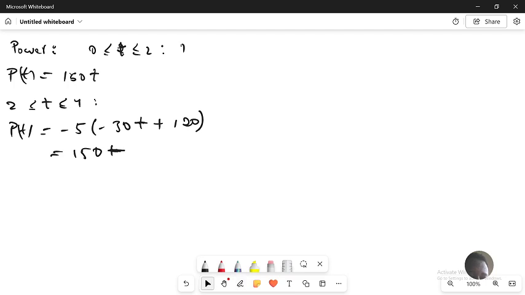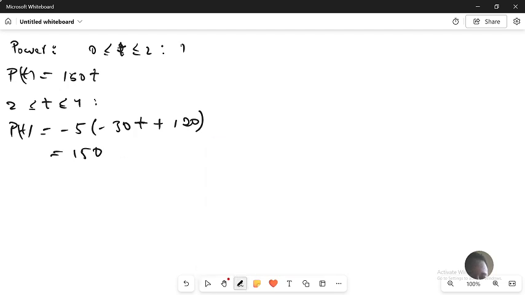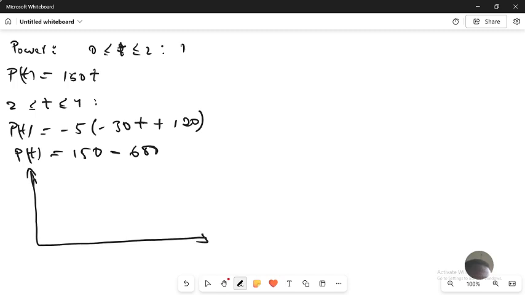Minus 600. That's the value of PT from 2 to 4. Now we are going to sketch it. To sketch it, I have 0 to 2, and 2 to 4.